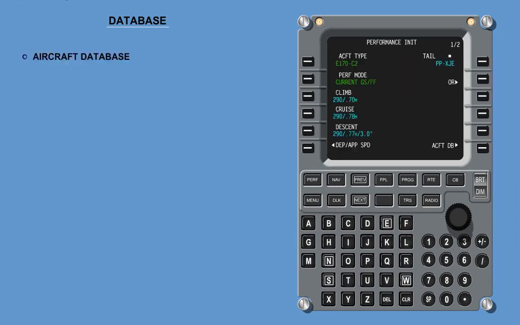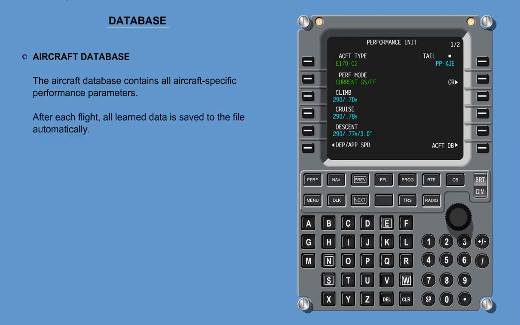Aircraft database. The aircraft database contains all aircraft-specific performance parameters. After each flight, all learned data is saved to the file automatically. Therefore, all performance data, learned and fixed, is contained in the file.